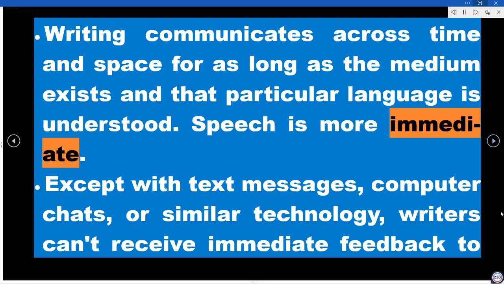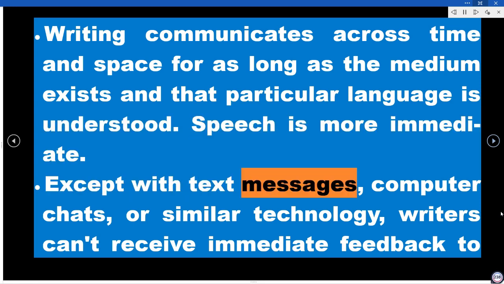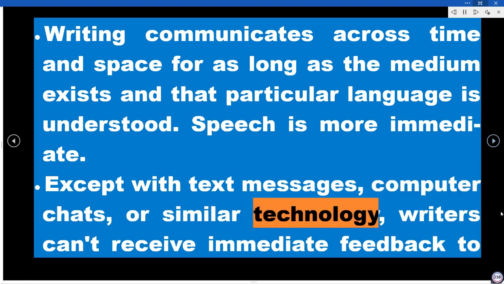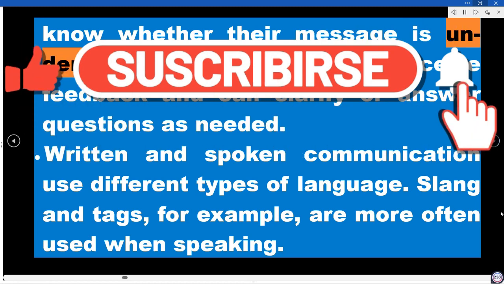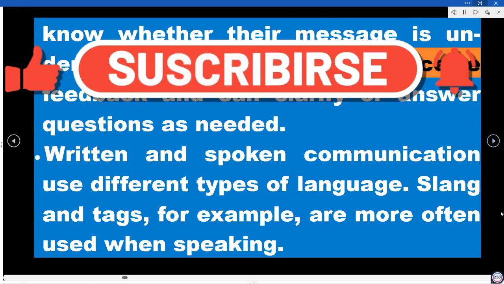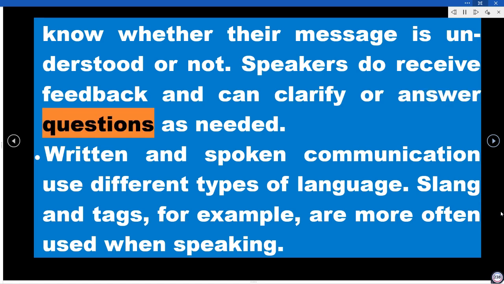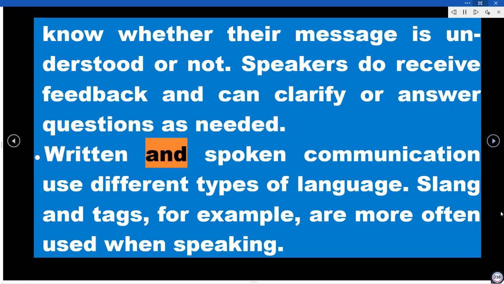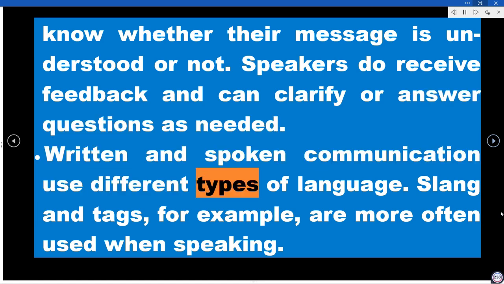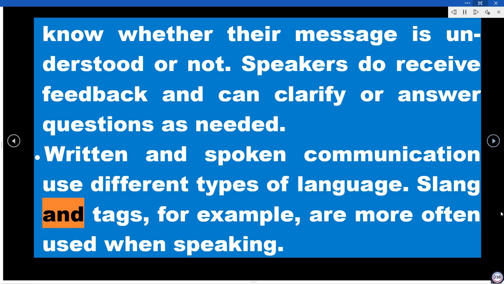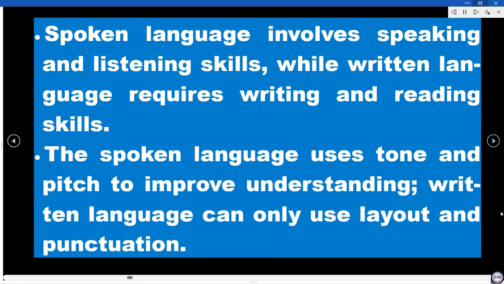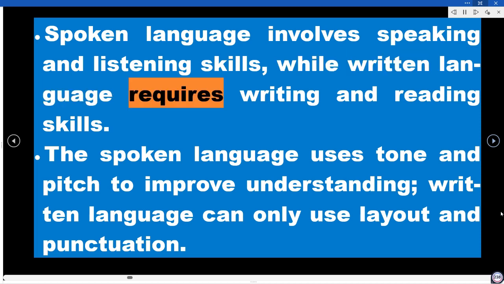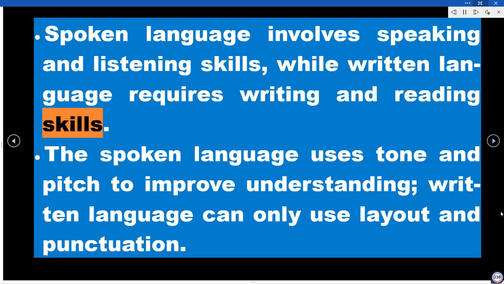Speech is more immediate. Except with text messages, computer chats, or similar technology, writers can't receive immediate feedback to know whether their message is understood or not. Speakers do receive feedback and can clarify or answer questions as needed. Written and spoken communication use different types of language. Slang and tags, for example, are more often used when speaking. Spoken language involves speaking and listening skills, while written language requires writing and reading skills.